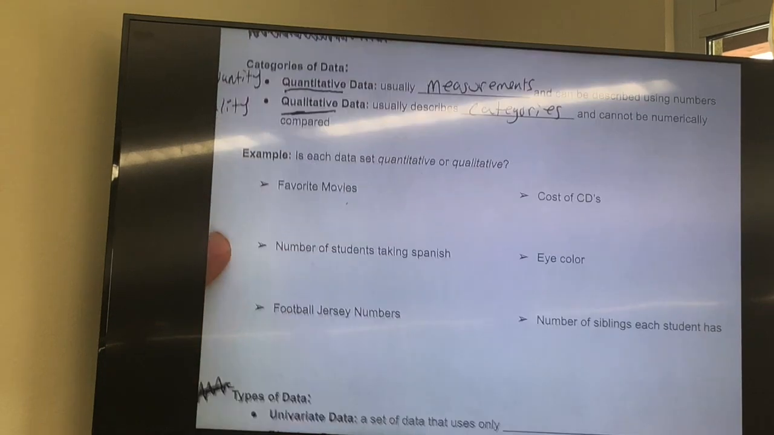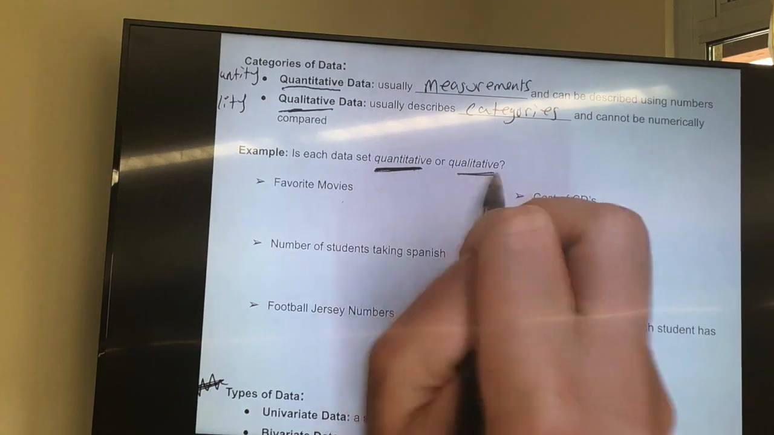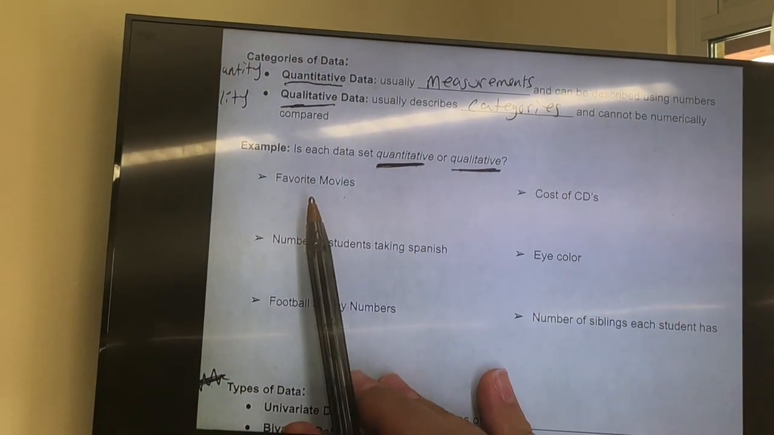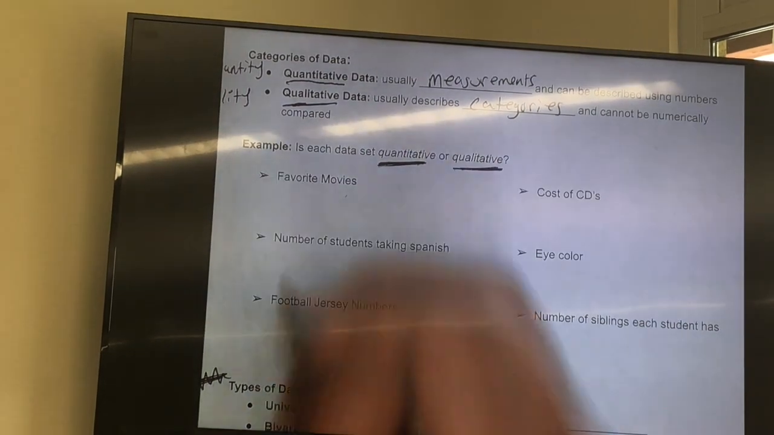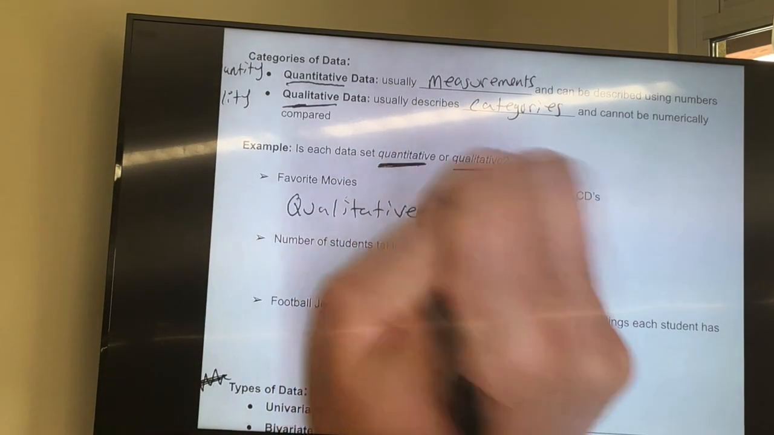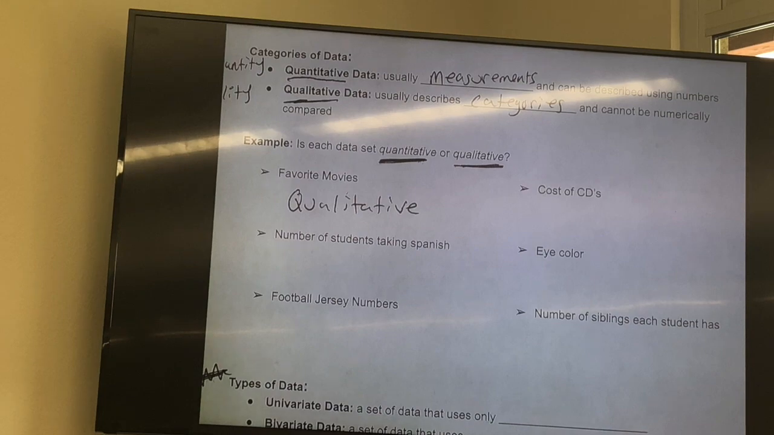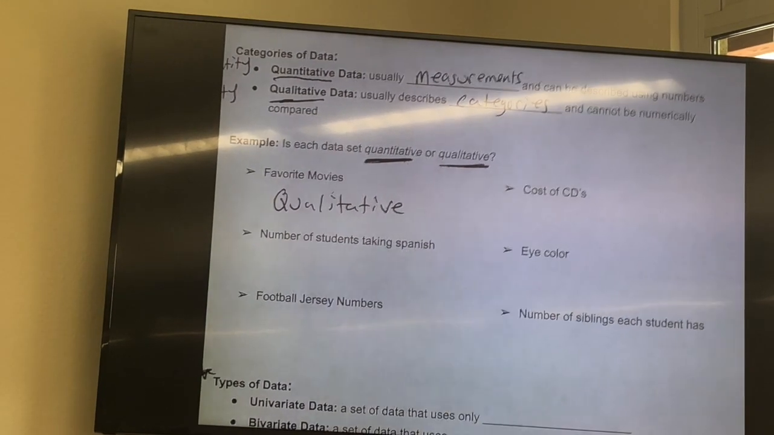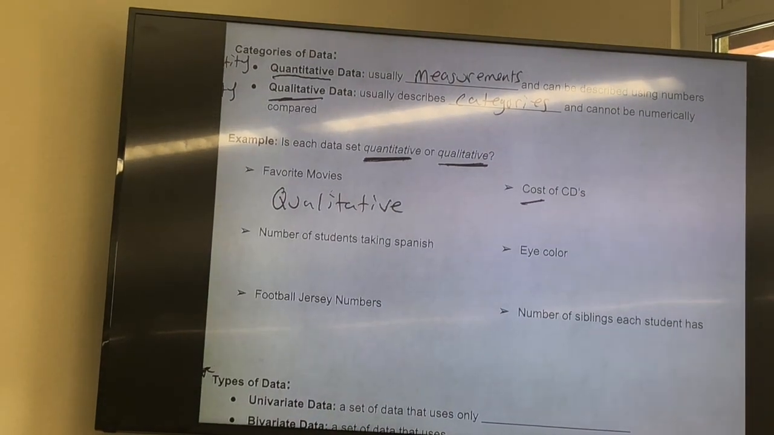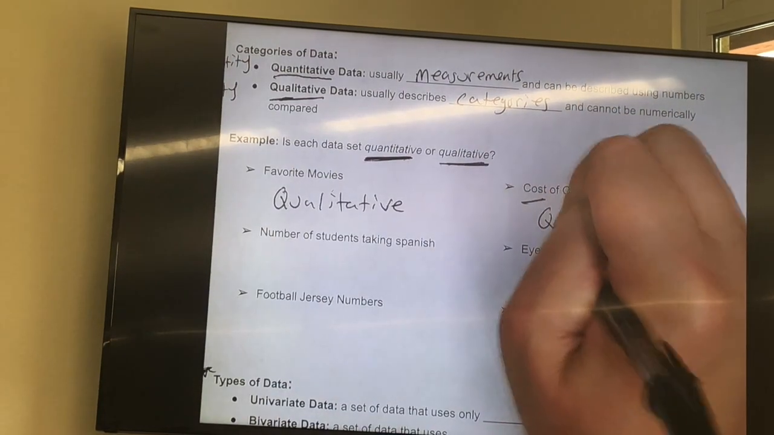So our examples today, you're just going to decide between, is it quantitative or qualitative? Favorite movie? Well, we're not counting the movies, so that's going to be qualitative, right? My favorite movie might be different than Miss May's, so that is a quality about our personality, right? It's qualitative. The cost of CDs. You have cost, which is money, okay? And we can count money, so that's quantitative.